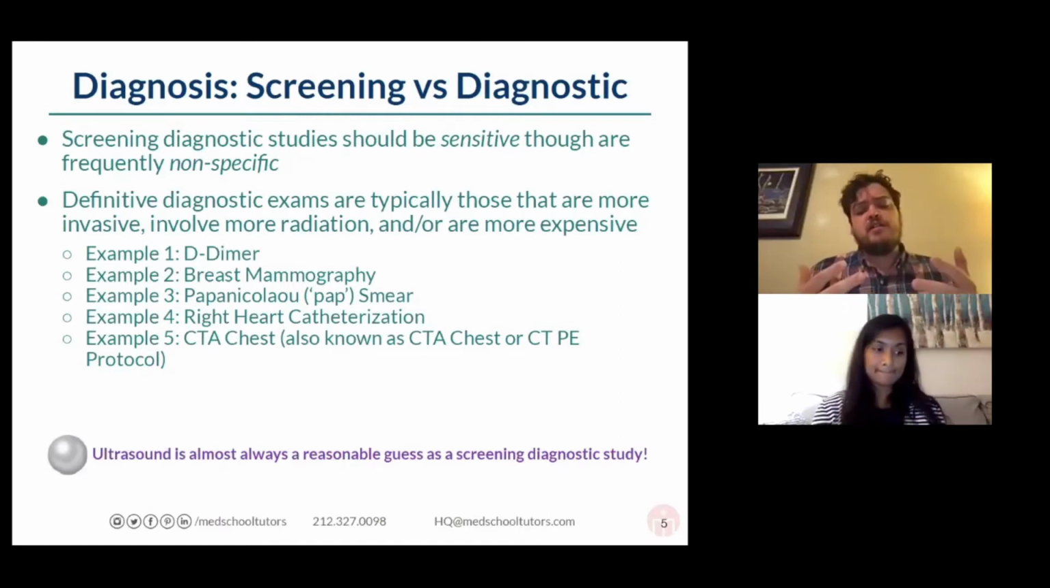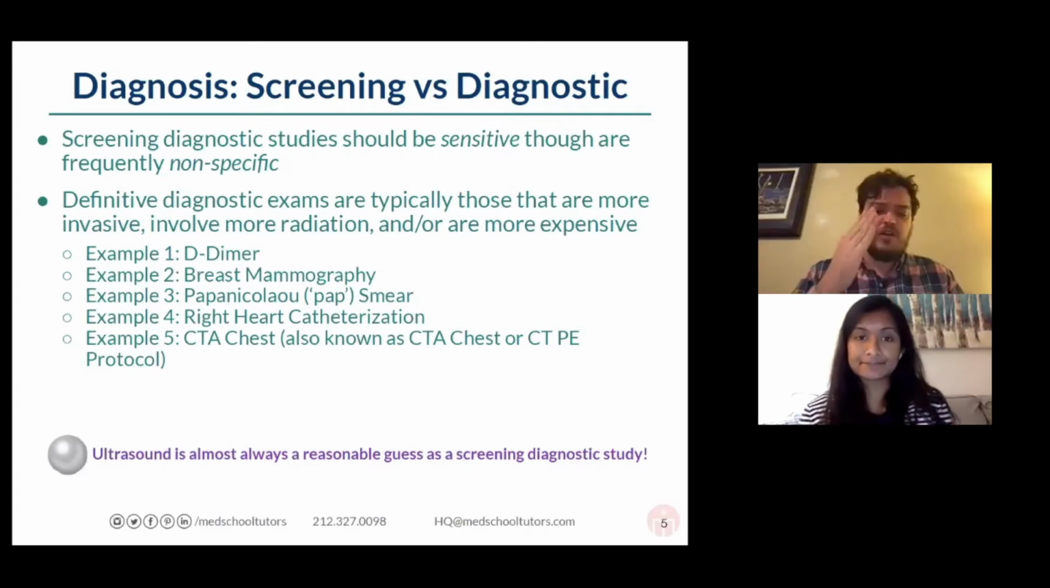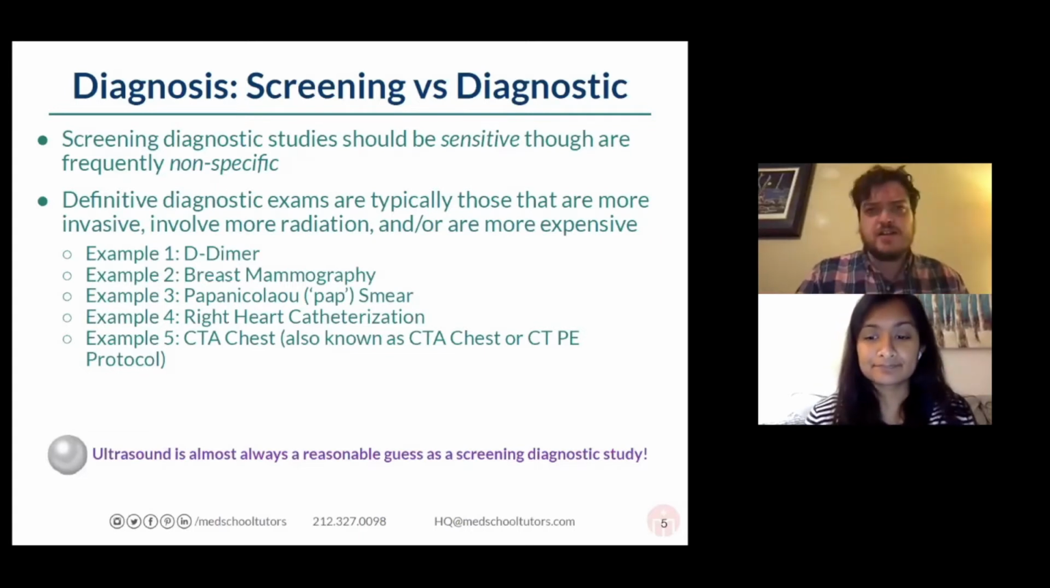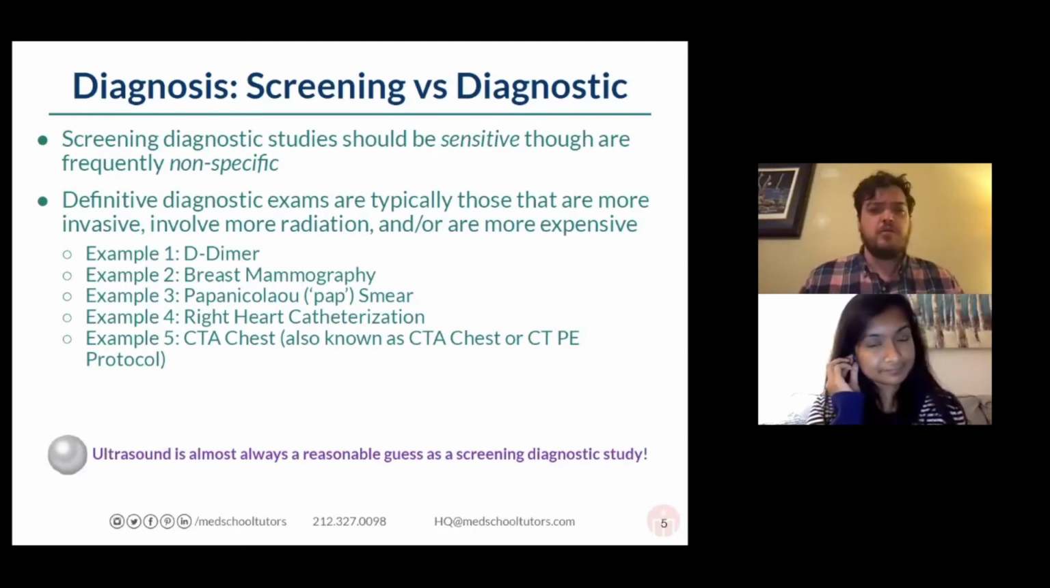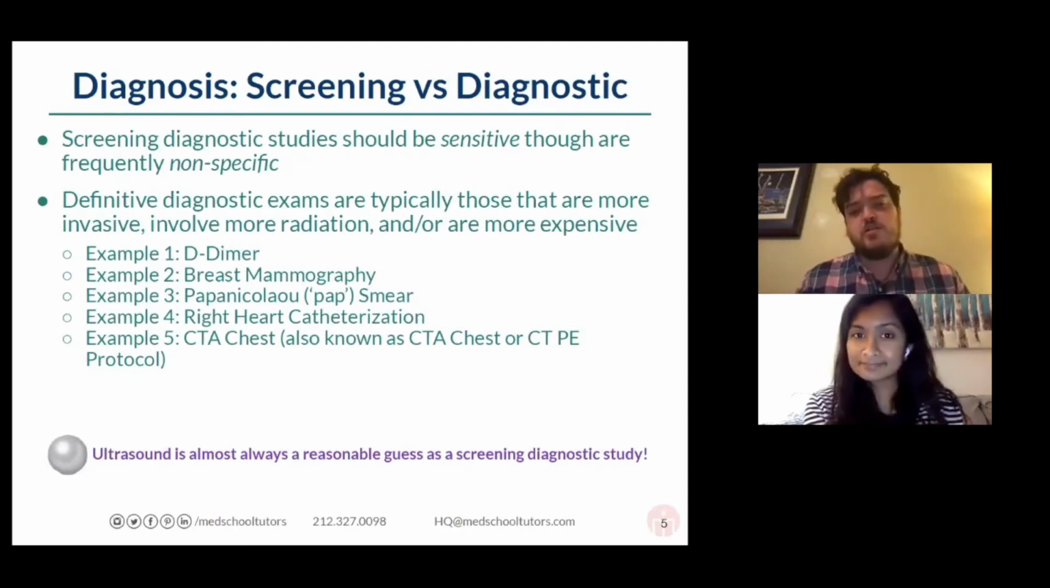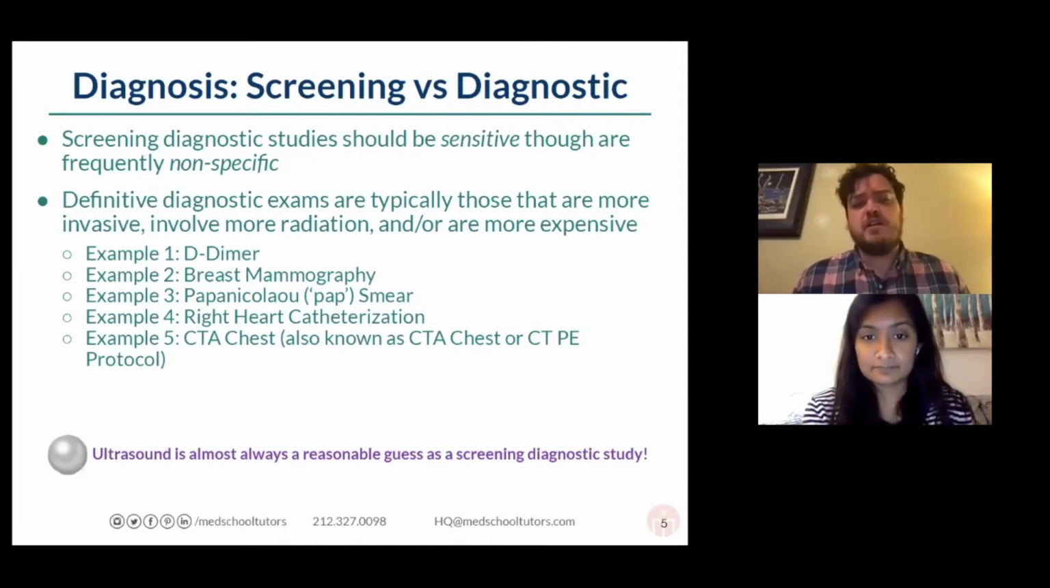And then definitive diagnostic exams, when you suspect a pathology, they've screened positive, and you're trying to go in and actually prove that diagnosis, are typically those that are more invasive, involve more radiation, and very frequently are more expensive. So let's go through some examples of screening and diagnostic studies. And this will be a mix of radiography and blood work, and some procedure here even. But I'll start with example number one, D-dimer.